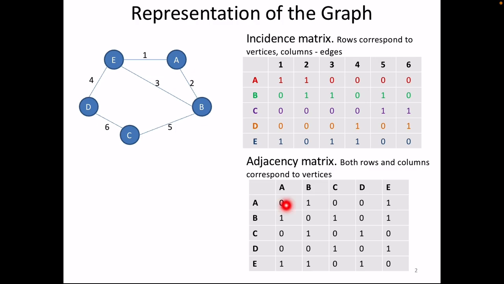Again, B is connected to A, to C, and to E. The principle is the same for all other vertices in the adjacency matrix.